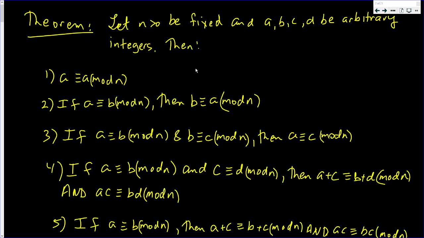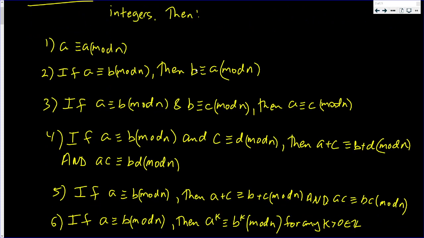In this video, I'm going to prove the following theorem. It has a number of parts. It says that let n be greater than 0. That means n is positive, and it's an integer. Let the positive integer n be fixed, and a, b, c, and d be arbitrary integers. Then the following 6 facts are true.